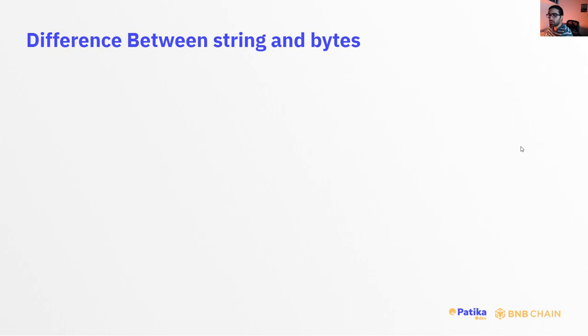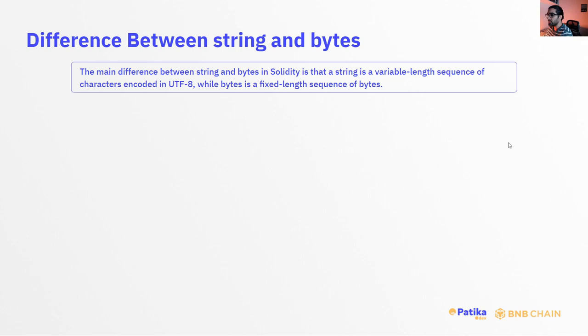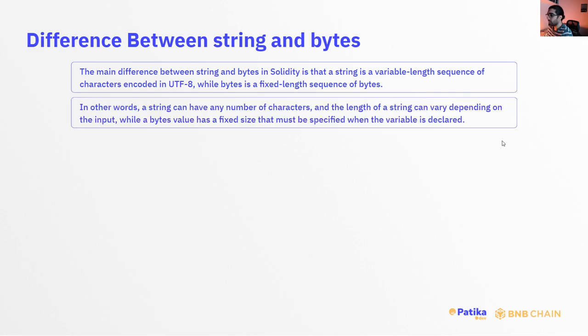So bytes are also similar to strings, but they have some differences. So I want to mention those differences instead of just talking about bytes. The main difference between string and bytes in Solidity is that a string is a variable length sequence of characters encoded in UTF-8, while bytes is a fixed length sequence of bytes. In other words, a string can have any number of characters, and the length of any string can vary depending on the input, while a byte's value has a fixed size that must be specified when the variable is declared.